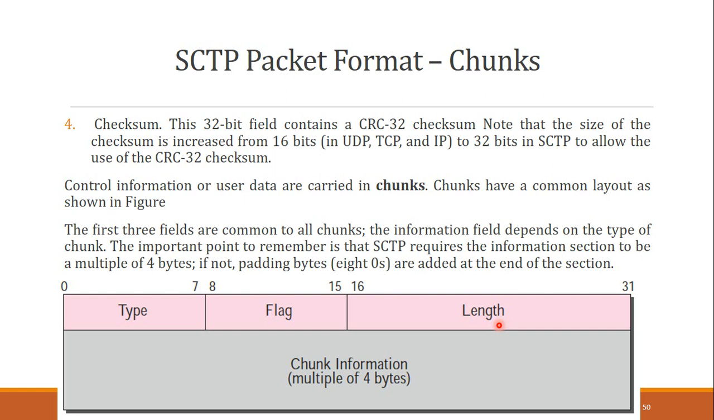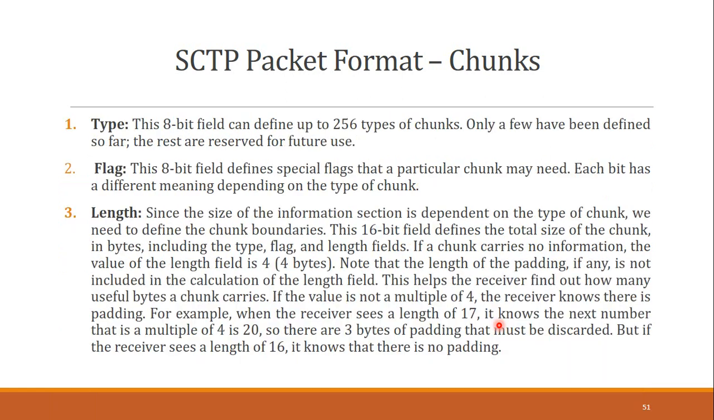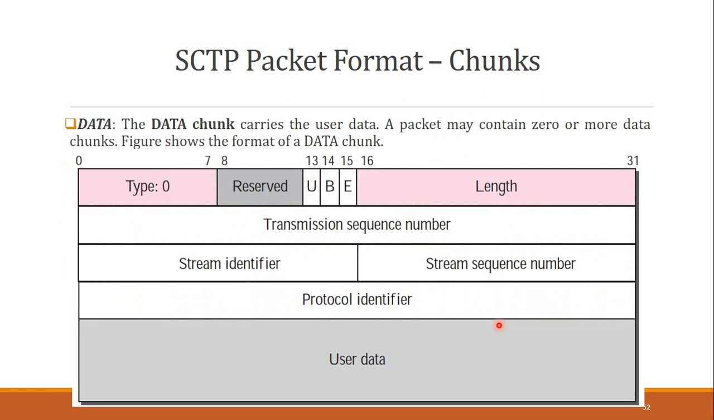Now the data chunk, as you might be aware, carries the user data. A packet may contain 0 or more data chunks. The data chunk is divided into many sections. First is the type, where we define the type of the data. Then these are reserved. Then you have some flags. Then there is length.